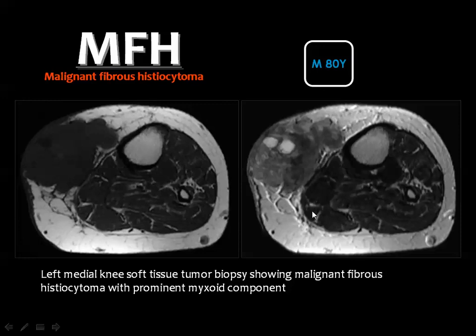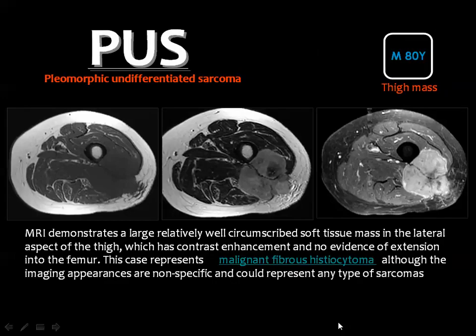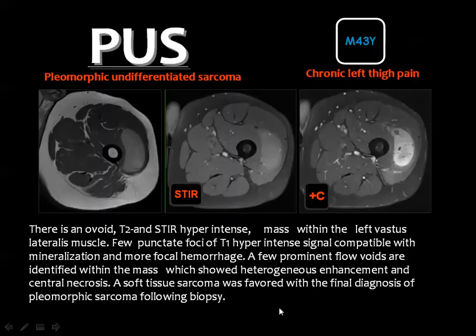in the T1 and T2 weighted images, a big soft tissue mass involving the subcutaneous fat, and you cannot see a specific criteria for this lesion unless you may be able to say that this is malignant because of the invasion of the surrounding and the poor definition of the margin, for example. Another example of pleomorphic undifferentiated sarcoma, low signal in the T1, high signal in the T2, and almost homogeneous contrast enhancement with invasion of the adjacent muscles.